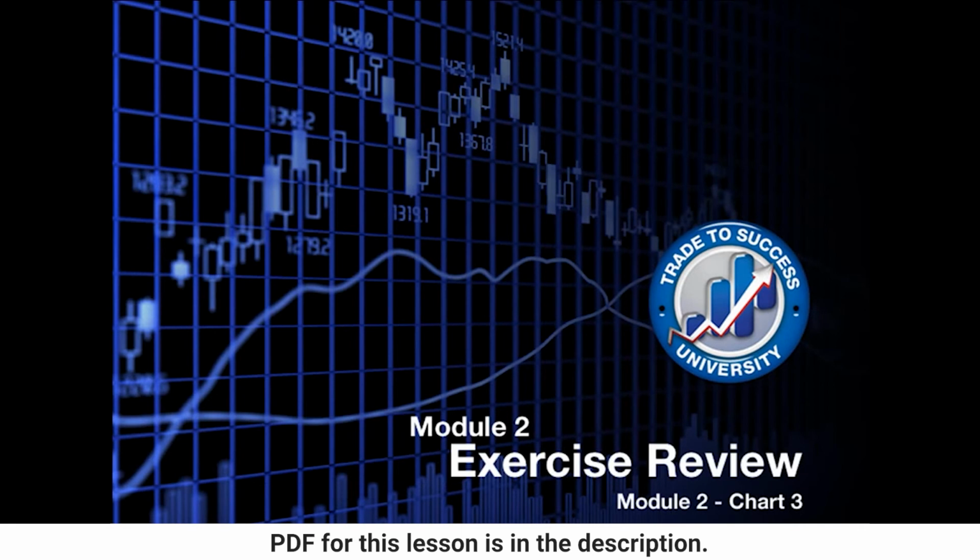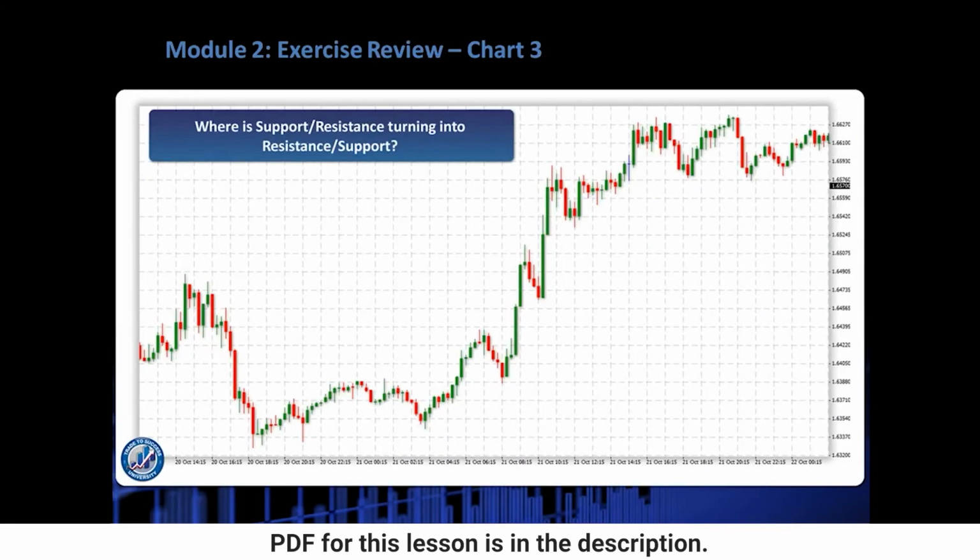Module 2 exercise review, Chart 3. In this chart we're trying to look for an imaginary horizontal line that you can see many touches to. And because of the nature of this exercise, you're also looking for, once price has broken through that line, price to come back in the other direction and bounce off the horizontal line. Did you find it? That is the line. And first we see that we have many touches here to the line.